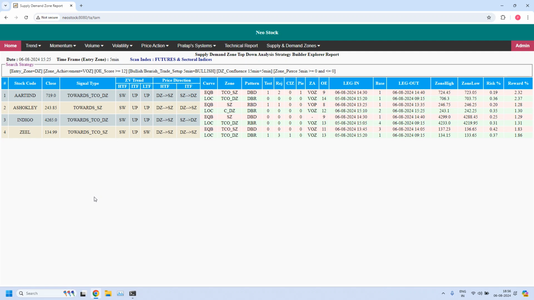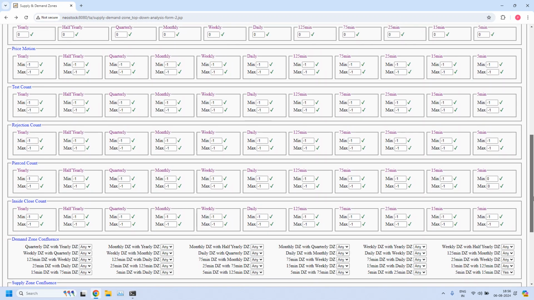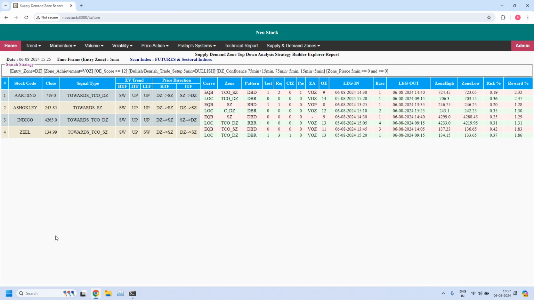But how many of these stocks are again having confluence with HTF? That is LTF, ITF and HTF. So 5 minutes demand zone with 15 minutes demand zone, 5 minutes demand zone with 75 minutes demand zone also I am enabling, and also 15 minutes demand zone with 75, that is ITF and HTF. Again, all the 4 stocks are having even confluence with daily also. That means these 4 stocks are having confluence with LTF, ITF and HTF.